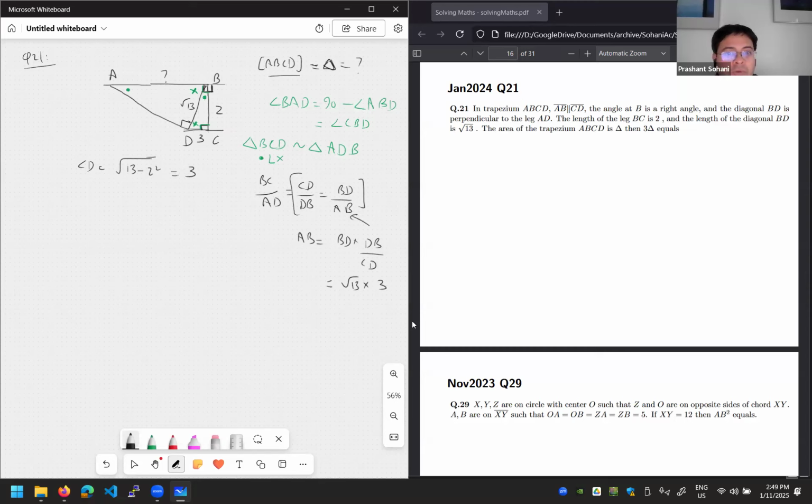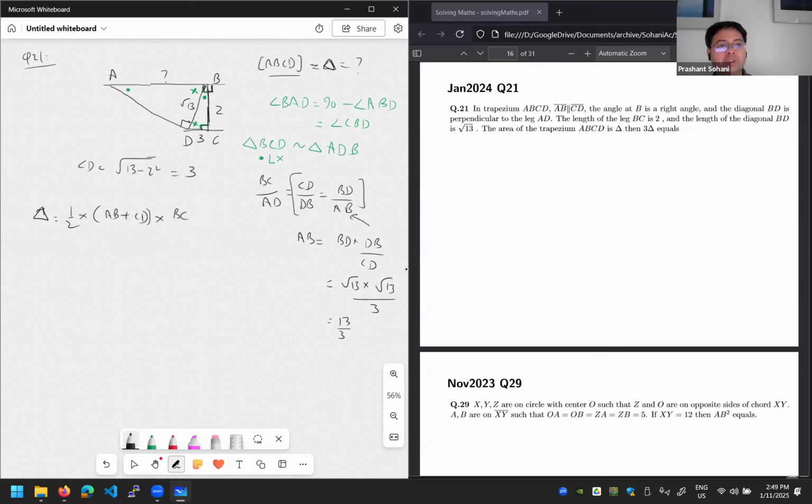Oh, sorry, it is actually BD square. Okay, so AB is 13 over 3. So therefore now I can just find the area. The area of the trapezium, which is denoted by delta, is half into the sum of the parallel sides into the height. So in this case, the height is also this BC.